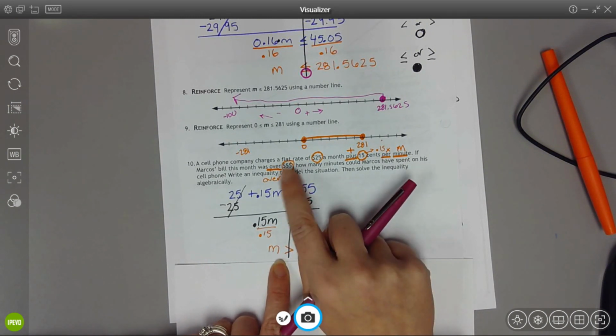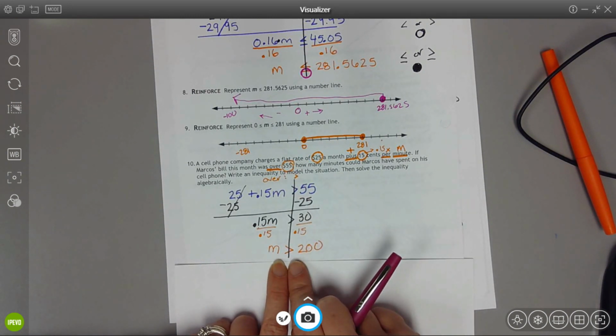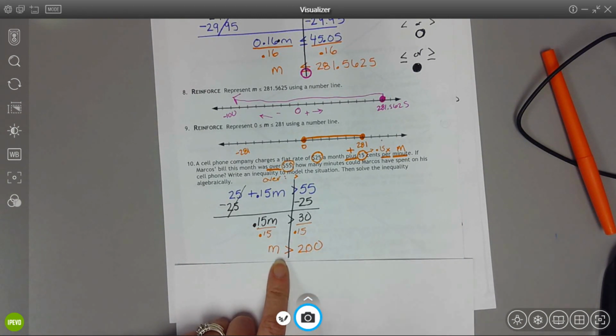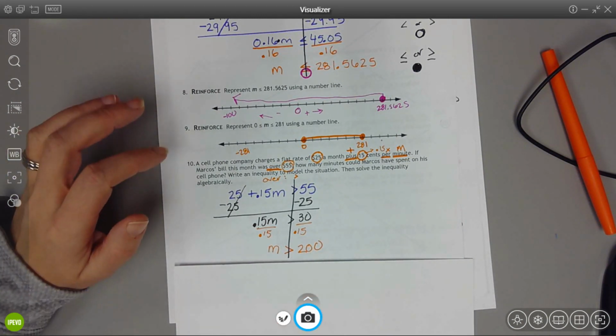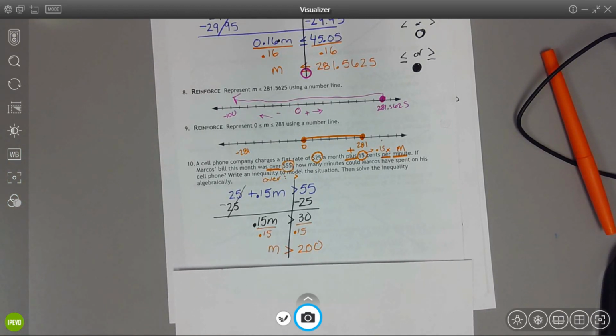Divide both sides by 0.15, and I get that M has to be greater than 200, meaning if his bill was over $55, that means that he had to talk for more than 200 minutes on the phone. Whew, that's a lot. I hate talking on the phone. You call me, I probably won't pick up.